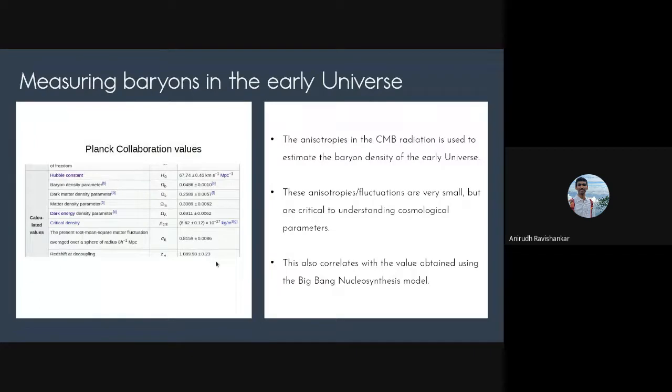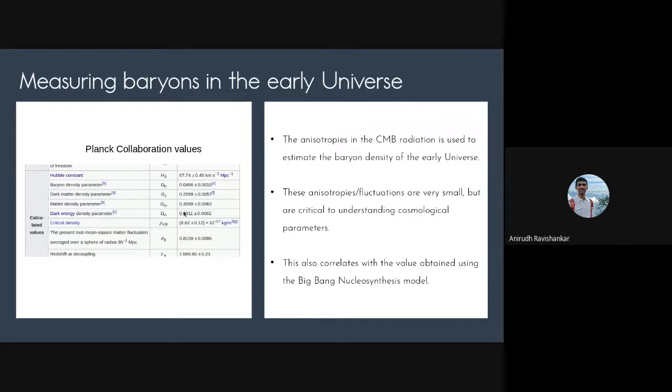Once we have the CMB radiation, we can use it to find baryons in the early universe. These are values calculated using the Planck telescope, around 2015. The anisotropies in the CMB radiation are used to estimate the baryon density. So here in this table, you have the baryon density parameter, omega b, as 0.0486, which is what I mentioned earlier, where baryonic matter is about 4 to 5%. That's what the 0.04 is.